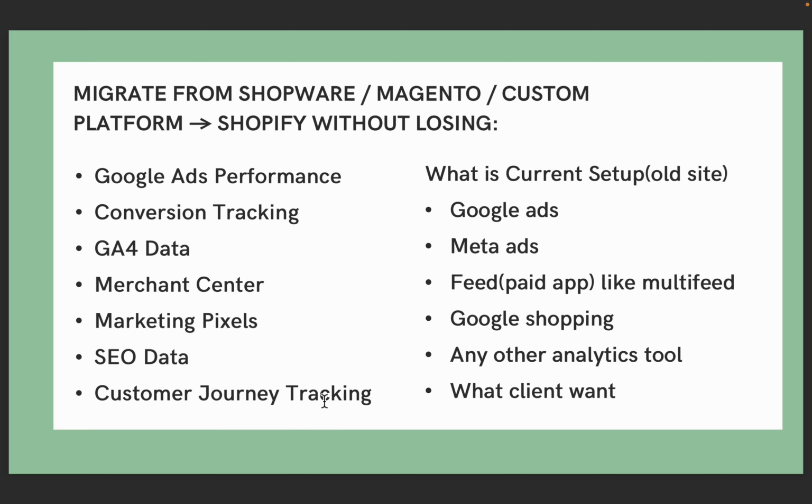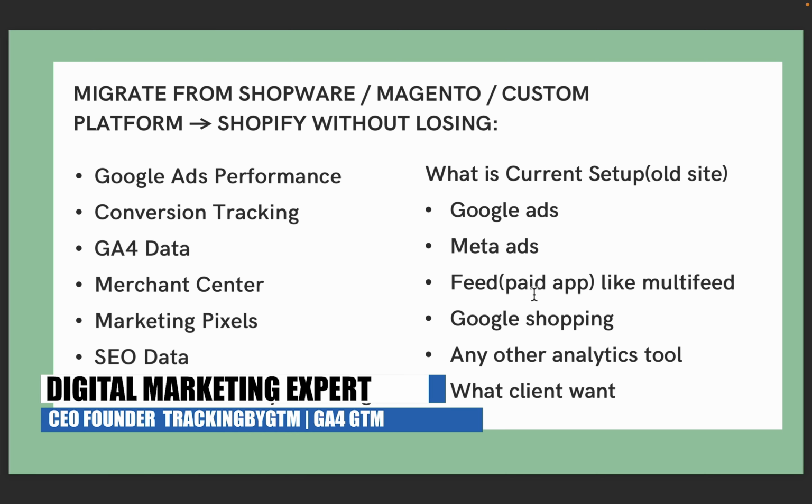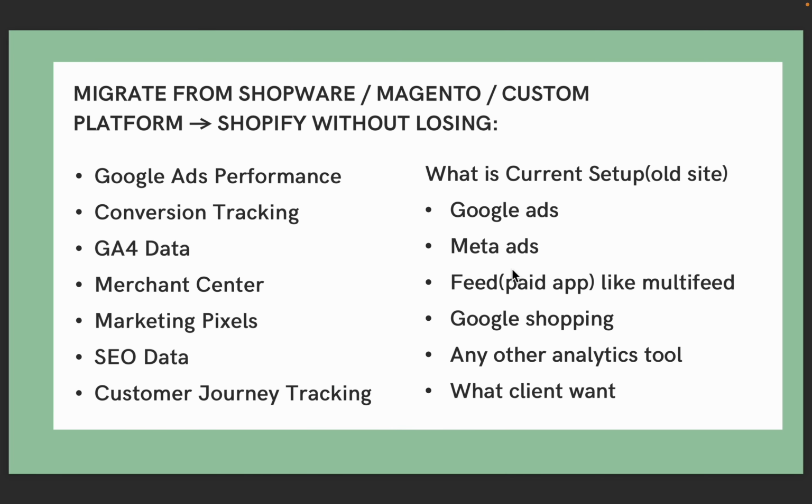Also the customer journey tracking on GA4 or any other tracking platform they are using. I need to know which custom plugin or feature they are currently using on their old website, like how they set up Google Ads, Meta Ads, and other feeds. Normally we use a multi feed for the different social platforms, with different currency and different country feeds. That's why you can use a multi feed.